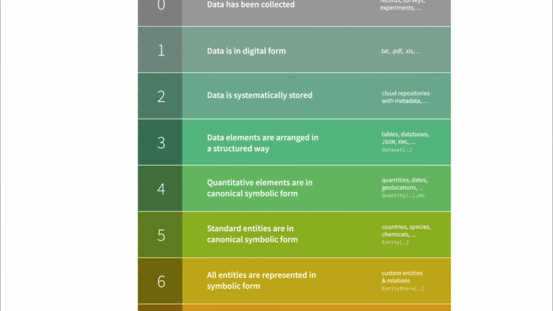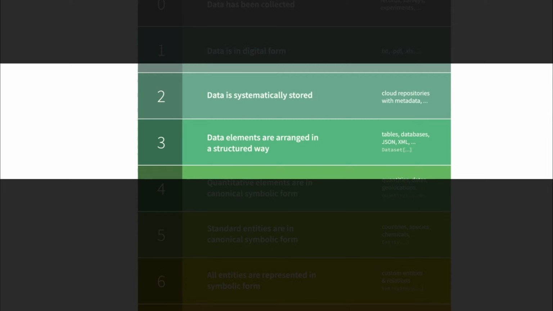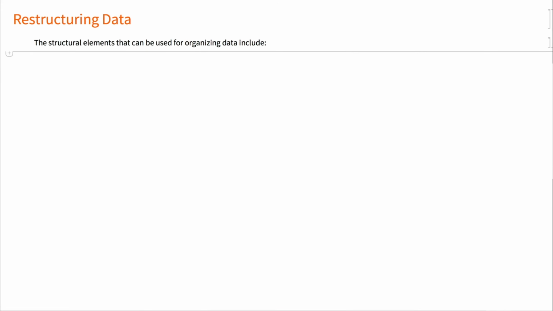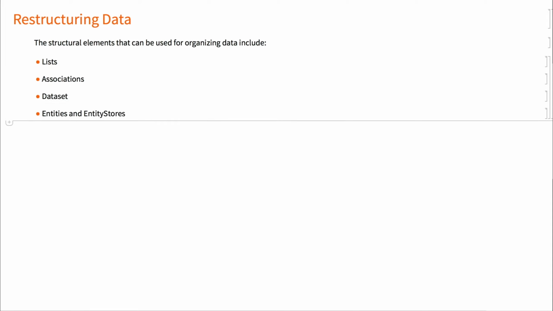Steps 2 and 3 here highlight the need to wrangle raw data and store it systematically, with the data elements arranged in a structured way. The structural elements that can be used for organizing data include lists, associations, datasets, entity stores, and time series. Lists are among the most basic data structures. In fact, most file formats are imported into lists by default.